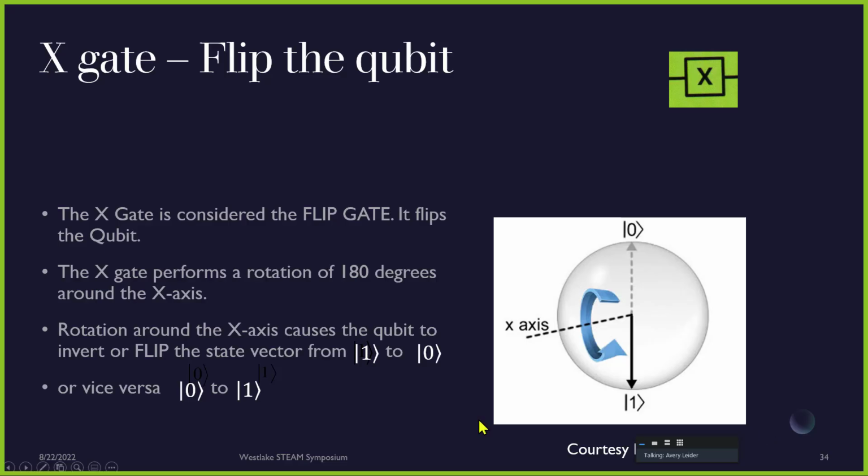Let's cover some gates that we can use to build quantum circuits. The X gate flips the qubit. It is called the flip gate. It performs a rotation of 180 degrees around the x-axis. Rotation around the x-axis causes the qubit to invert or flip the state vector from 0 ket to 1 ket, or from 1 ket to 0 ket.